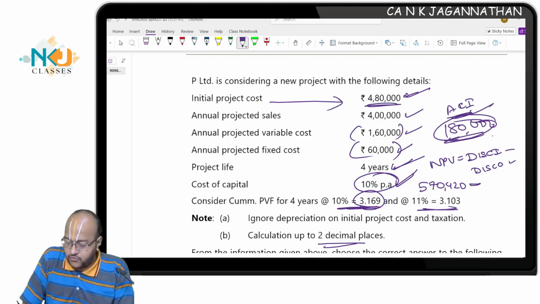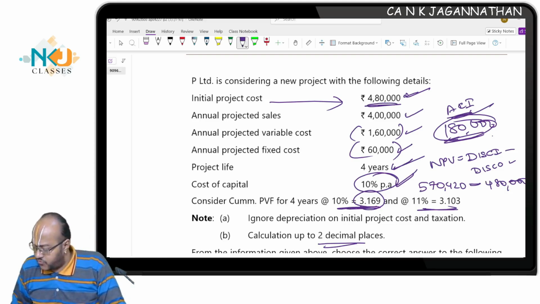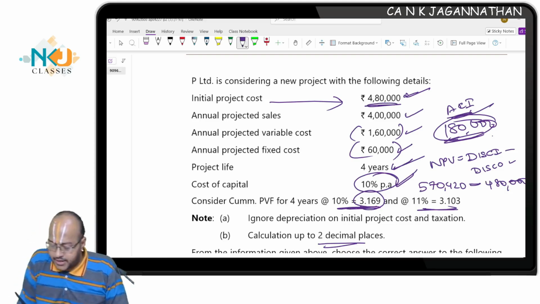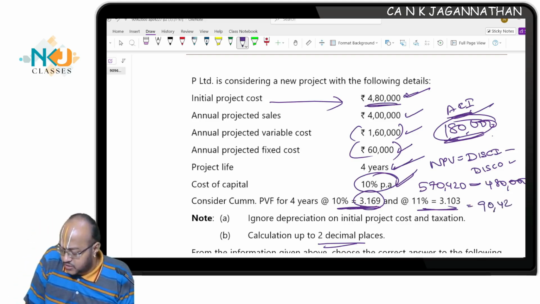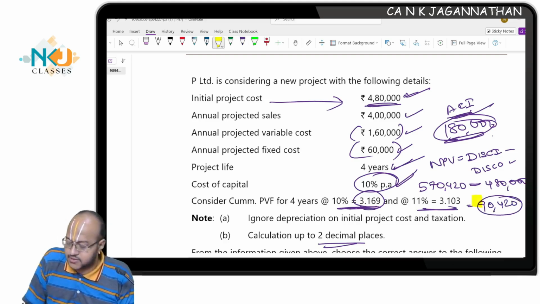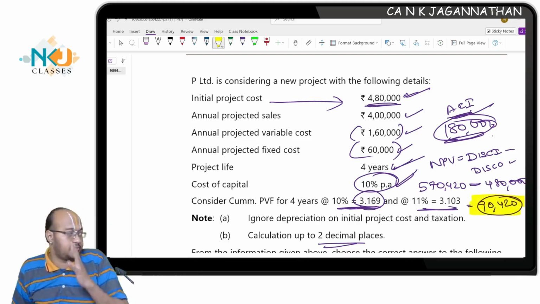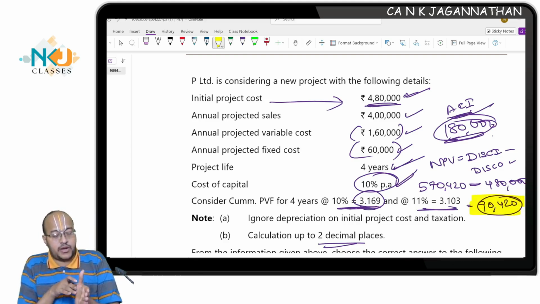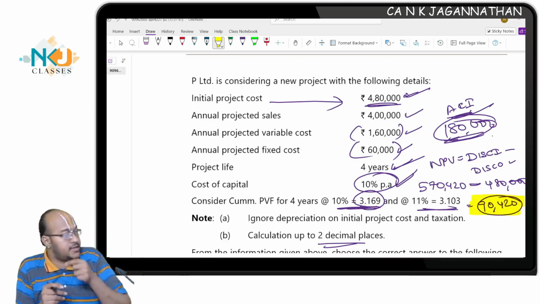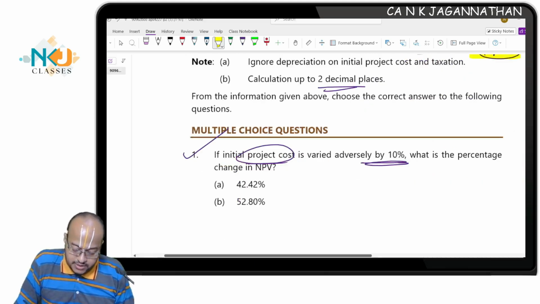Minus outflow at year 0. So the present value factor will be 1. So 4,80,000 will be the value. 5,70,420 minus 4,80,000, I get NPV as 90,420. Are you all understanding? This is the base NPV. Okay, this is the starting point. From here, I will try to find out the impact on the NPV by these factors. Whatever is asked, we will try to find out.